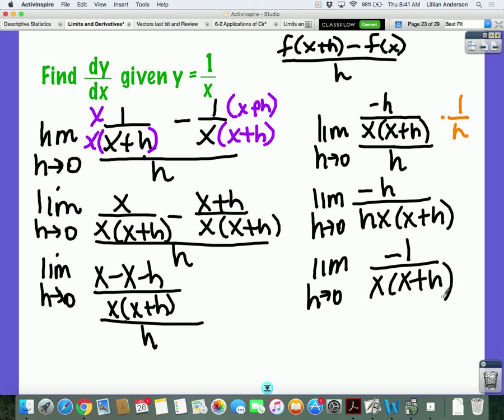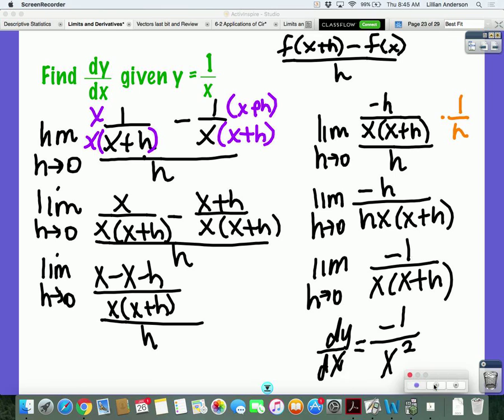Is that fine if we wrote x squared plus xh? Yes, you could write it as x squared plus xh. We could do that in the next line, but basically there's no more simplifying that we can do. So when we actually go to plug 0 in, we're going to be left with negative 1 all over x times x, which is x squared. And that is the derivative. So then again, we're left with our derivative here. dy over dx equals negative 1 all over x squared. Other questions on this?